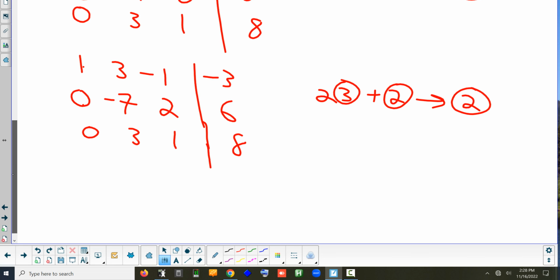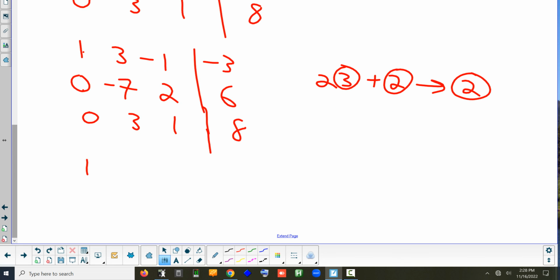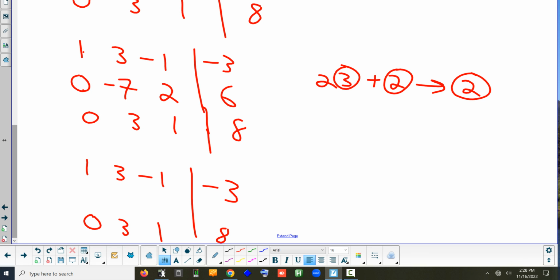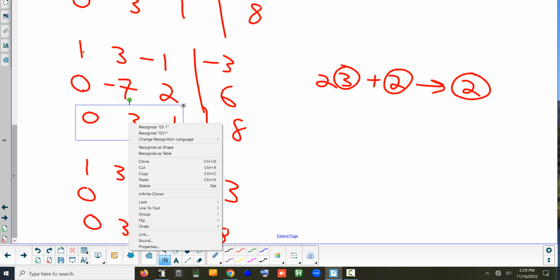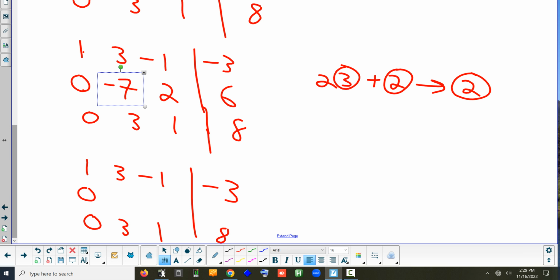So rows 1 and 3, not changing. 1, 3, -1, -3. 0, 3, 1, 8. Multiply by 2, and then add it to what's above. What's 0 times 2? Plus 0. 0. That's why it was safe to do that, because I knew it wouldn't mess up this 0. It couldn't. What's 3 times 2? 6. Plus negative 7. It's a way better number to have in that spot.